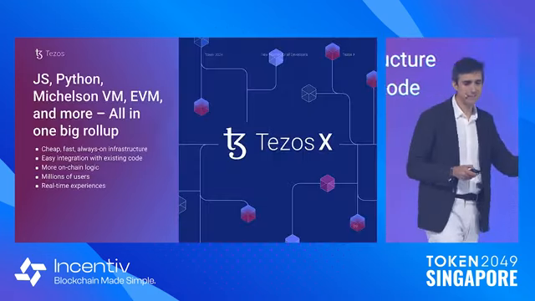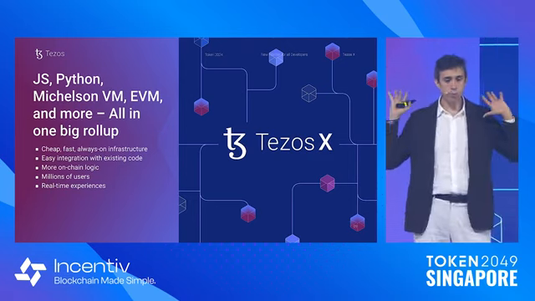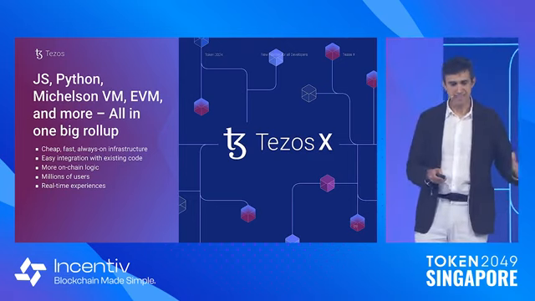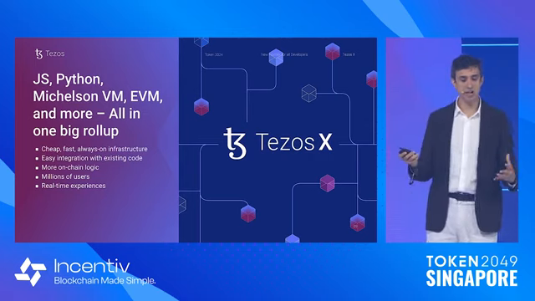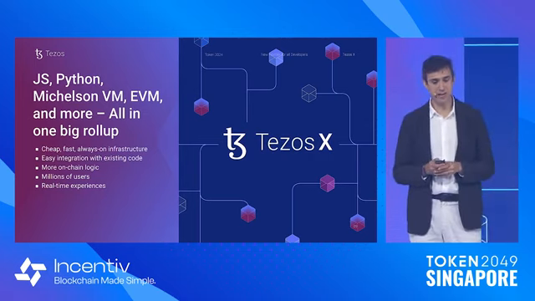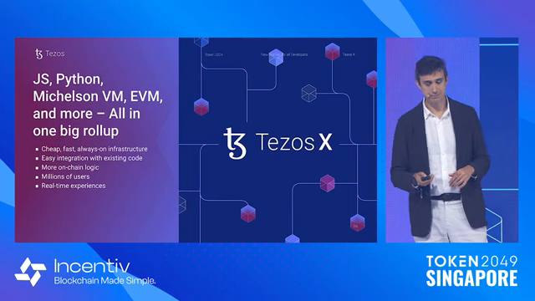So JavaScript, Python, Michelson, all these VMs, all in one big rollup, cheap, fast, always on, with easy integration to existing code, a lot more on-chain logic, allowing millions of users to have real-time experiences.